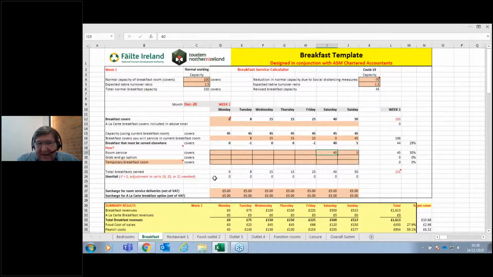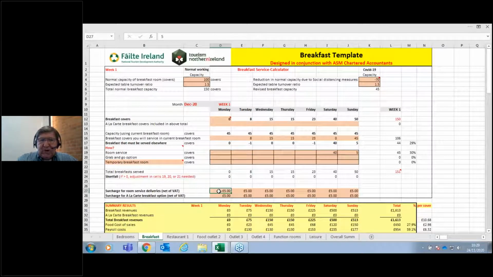So the key thing here is that everybody who's booked in for breakfast or who is entitled to breakfast, we've allocated them somewhere. So these numbers should be 0, and we can make up the shortfall in this room by allocating across any of these other service areas. So room service, you might offer a grab and go option, or you might open a temporary breakfast room. And again, you can rename that to whatever suits you.